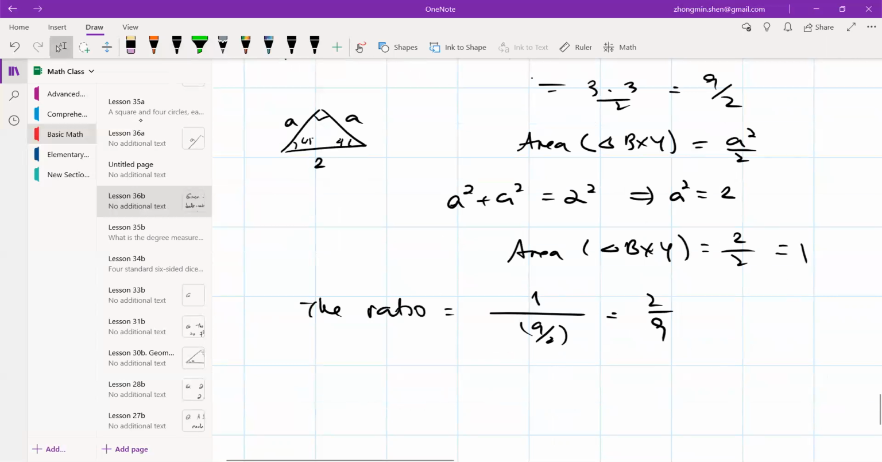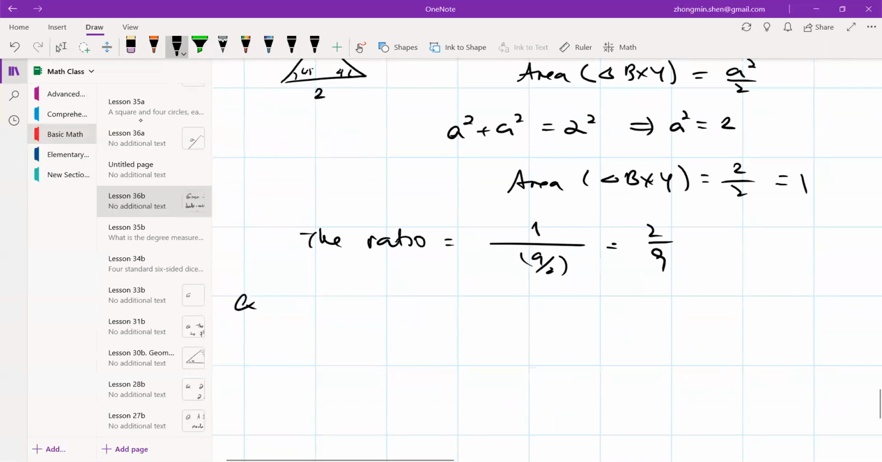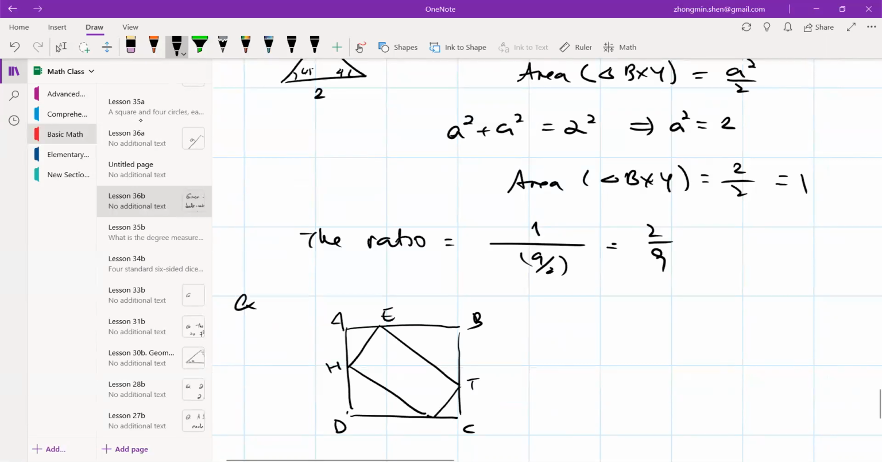Okay, so let's look at the next one. This is a rectangle, and I'm going to draw another rectangle inside it. So A, B, C, D, H, E, P, G. Okay, so I know there's angle BEP. Oh, this is going to be F, EFG.